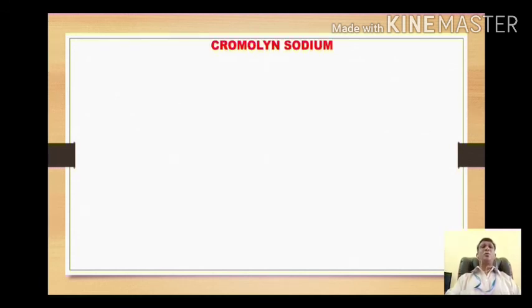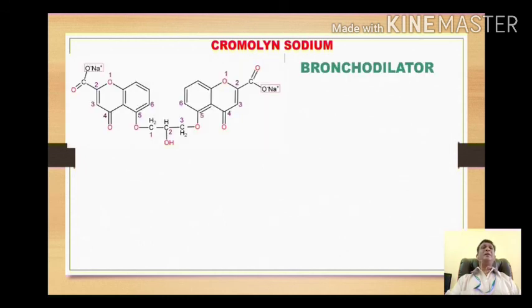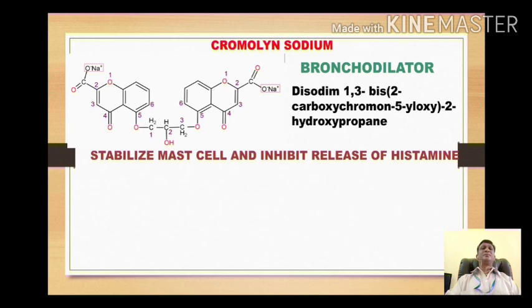The next drug is cromolyn sodium. Dear students, this compound belongs to the class of drugs which inhibit the release of histamine from its storage vesicle. So cromolyn sodium is considered as a mast cell stabilizer. This compound stabilizes the mast cells of the bronchia and thus inhibits the release of histamine from such mast cells.